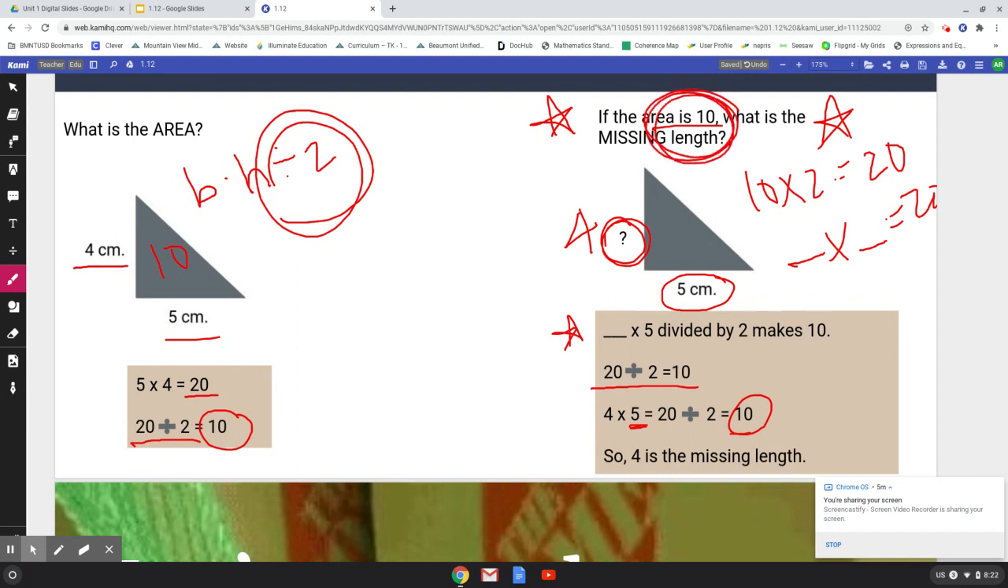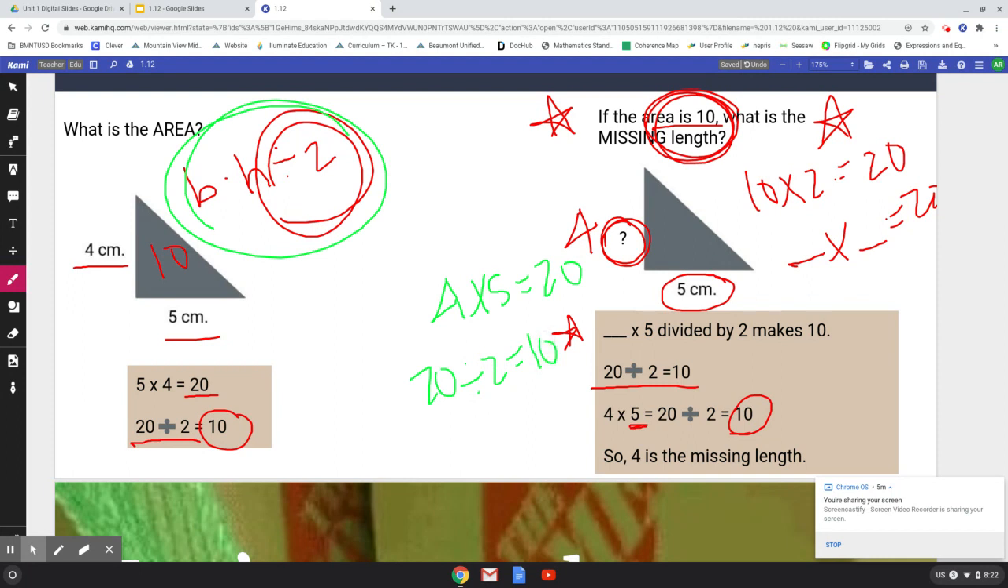And I can check my work. Okay, so let me put a different color in real quick. And I can check this out. I can do 4 times 5 is 20. And then I need to follow my formula. Well, 20 divided by 2 makes 10. And that's what they told me right there. So that's the missing length. The answer is 4.